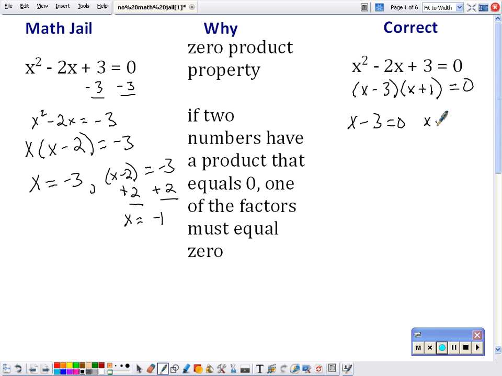So if you solve this problem correctly, you should get x equals 3. Oop, 0 didn't come out. And x equals negative 1.